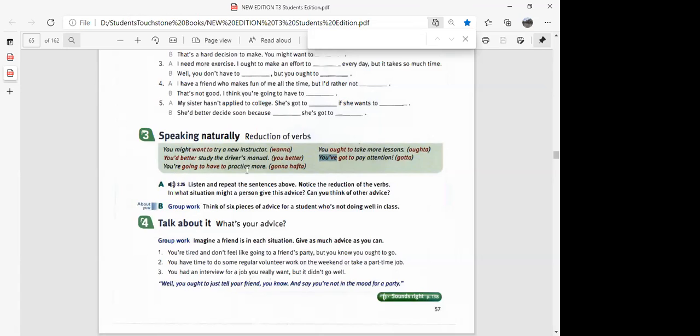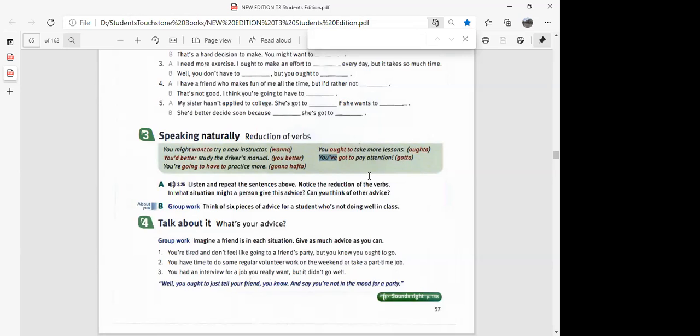You're gonna have to practice more. You're gonna have to practice more. You're going to have to practice more. You're gonna take more lessons. You ought to take more lessons. Ahora, you gotta pay attention. You gotta pay attention.